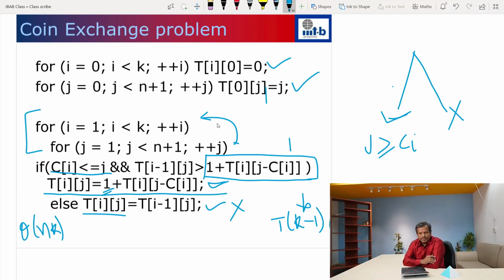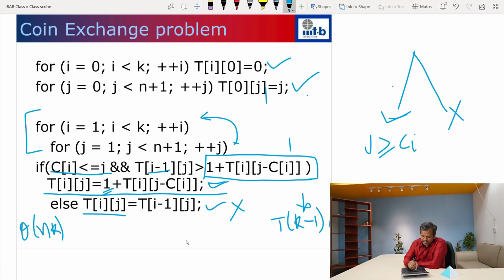You can exchange these two loops, because when I come inside, what I am looking at is the value of I minus 1 and j minus c of I. Both of these values have been already computed earlier. It does not matter the order in which you write the loop. In order to compute T of I comma j, what I need are the values for I minus 1 and j minus c of I, which will have already been computed in the previous iterations.